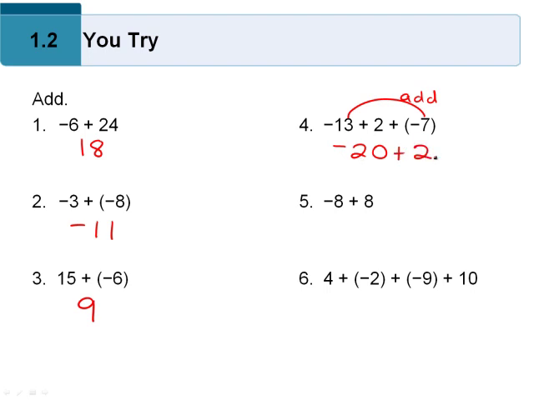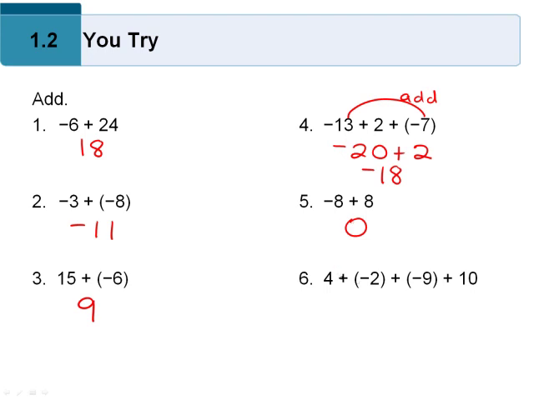Negative 20 plus 2 is going to be negative 18 because there what I have to do is subtract and keep the sign of the bigger number because the signs were different. Okay? Look at number 5. Negative 8 plus 8. We saw one like this earlier. Any number plus its opposite is always going to be 0. Okay? And number 6. Let's see what everybody got here.